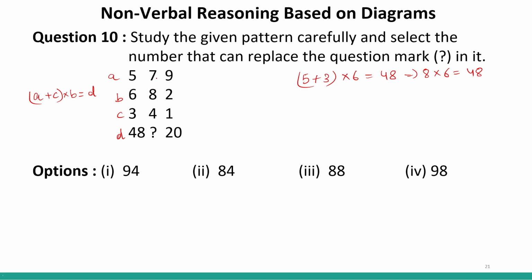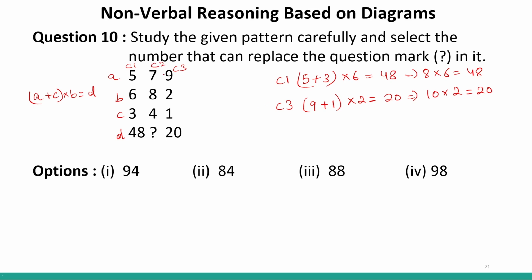Okay. Now 7, 8. Now let us look at this. Column 3. So this was for column 1. Column 3. 9 plus 1. A plus C into 2. So this should give me 20. So 10 into 2 will give me 20. So the logic follows for column 3 as well.